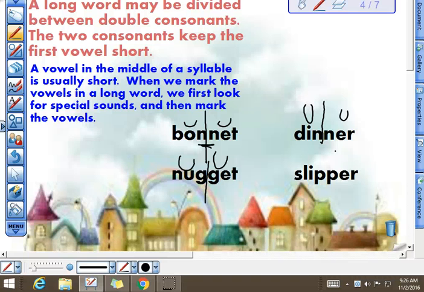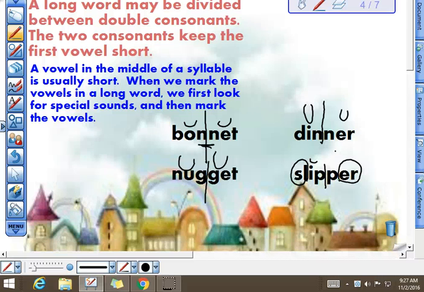All right, Jacob, it's your turn to come and split that word between its double syllables. And it looks like we might have a special sound and some vowels. Jacob's got a lot of work to do in one word here. He's got special sounds, vowels, and splitting all going on in one place. Very good. Let's sound this word out. Slipper. Slipper.